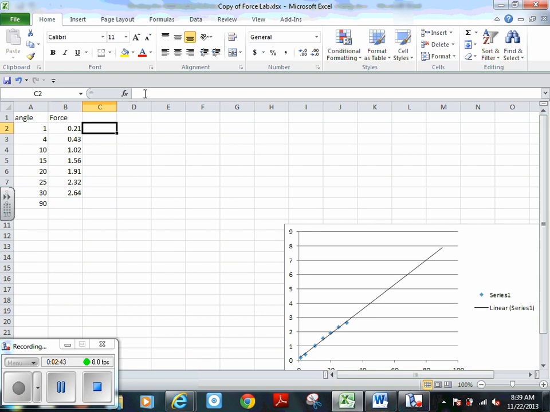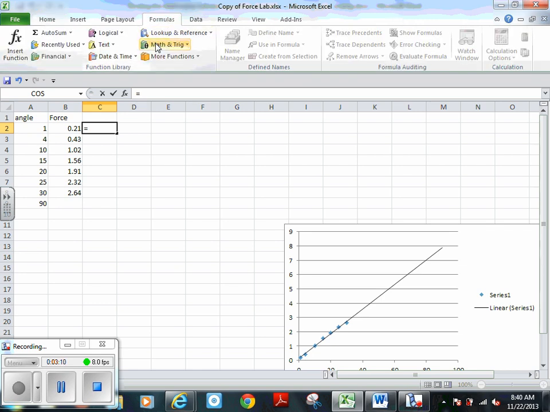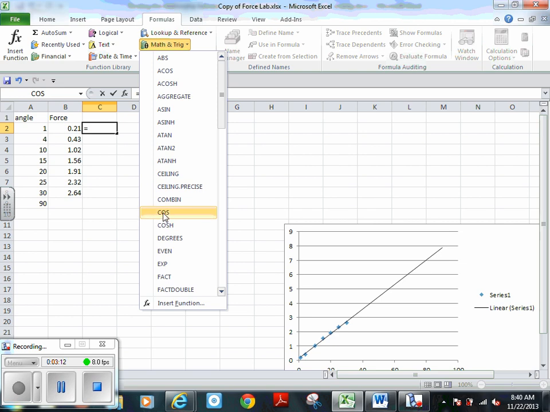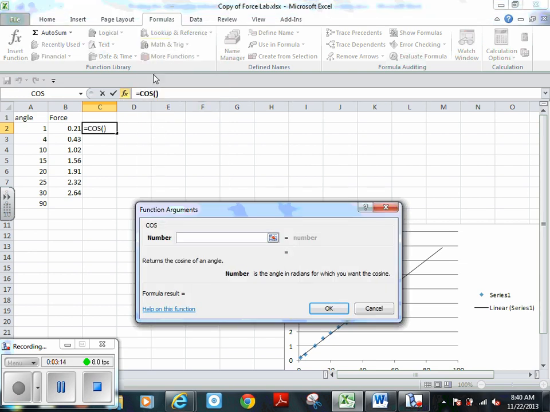Okay, and then you go up to the formula bar, and you push equals. And that means that you're writing a formula for that box. And what we're going to do for this box is start using our alternatives: cosine, tangent, sine, and the inverse. So here's where the formulas are, and math and trig is what we're looking for. So here's cosine. See that? And so see, that's in there.